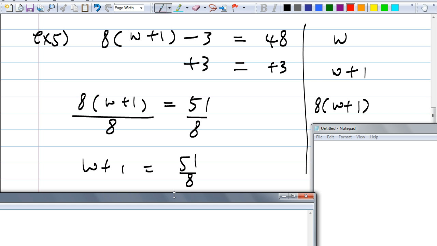I subtract 1. Exactly right. How do I subtract 1 on the right side? It's 51 over 8, right? So how do I subtract 1? What's the easiest way to do this?